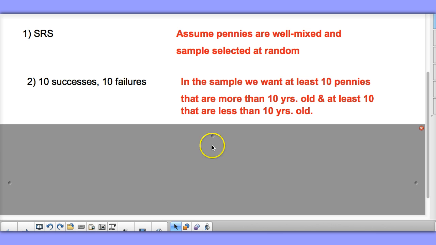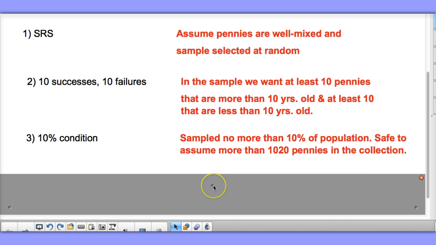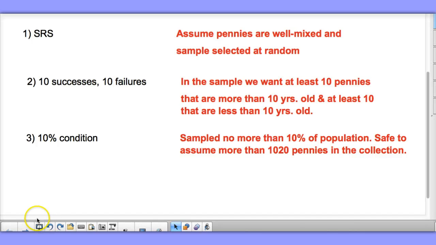And the last condition is the 10% condition. We want to make sure, since we're sampling without replacement, that we sample no more than 10% of the population, and we had 102 pennies in total. It's safe to assume that the collection has more than 1,020 pennies. So now we're ready to actually construct the confidence interval.